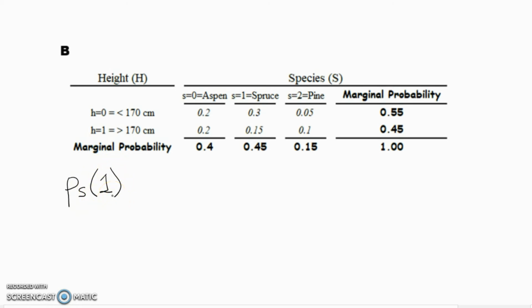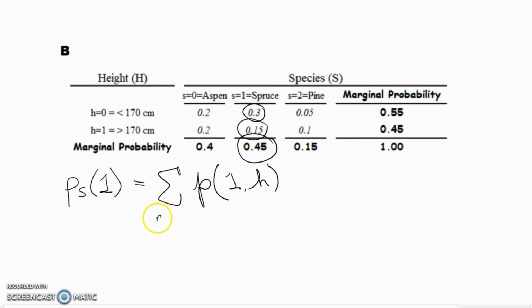So how are we going to calculate P(S=1)? Obviously, we're going to add 0.3 and 0.15, and we're going to get 0.45. So the big picture is important. We know what we're going to get, but let's think about some notation. Notationally, we're going to take the sum of all the values of P(1,H) over all H, and that's going to be equal to 0.45.